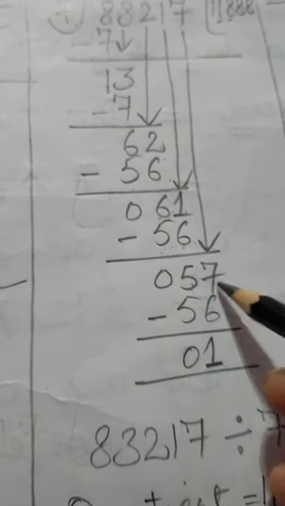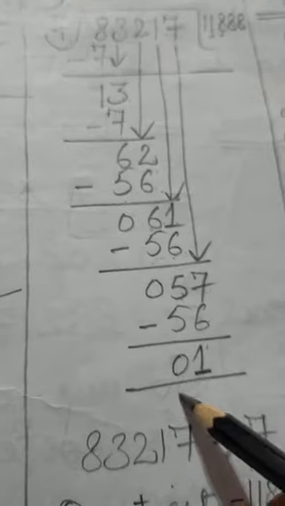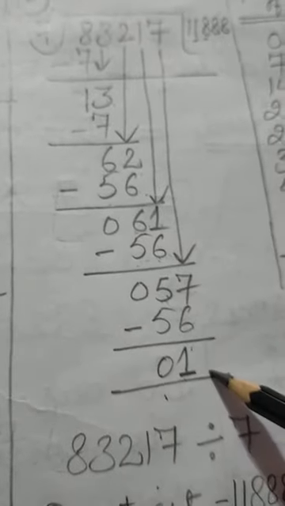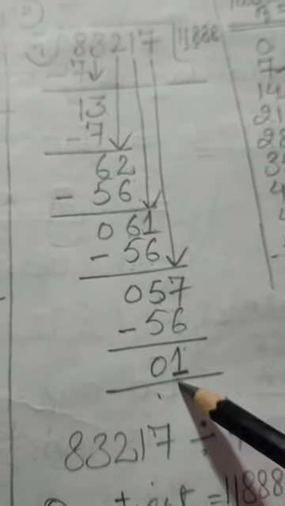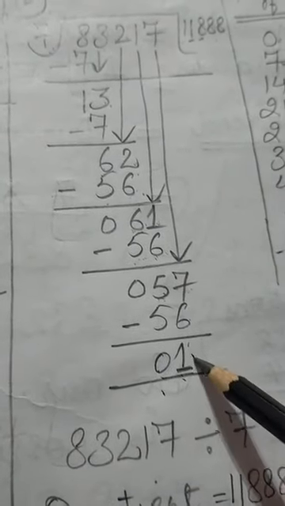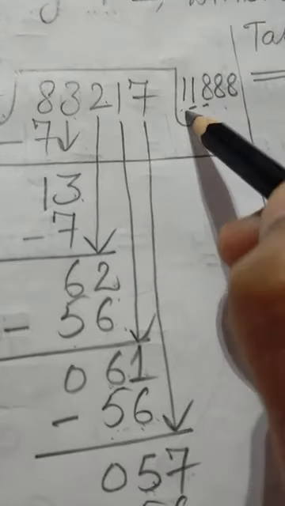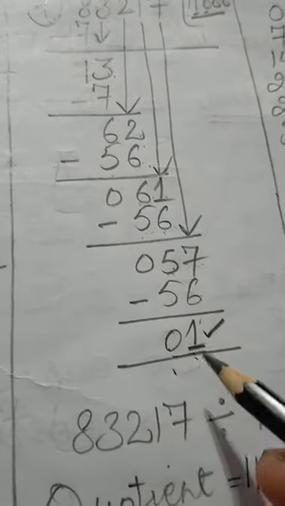Now under 57 we can write 56, 7 8s are 56. When you do subtraction, what will you get? You will get 1. Now 1 is there and no other digit is left to bring down, and 1 cannot be divided by 7, so we will stop here. Yes, and this will be the remainder. This is the quotient and this is the remainder.